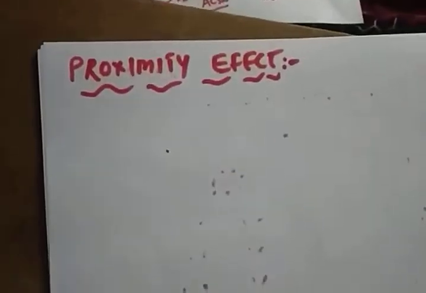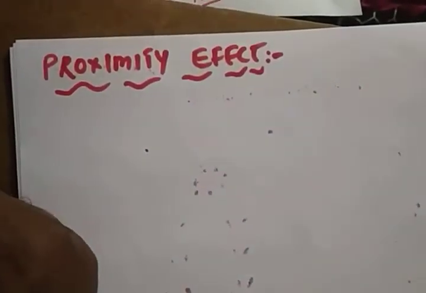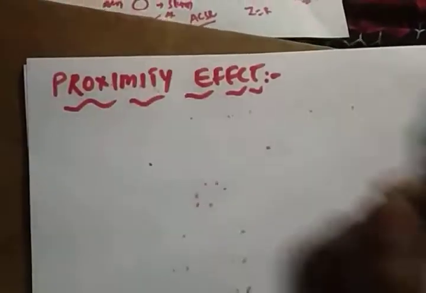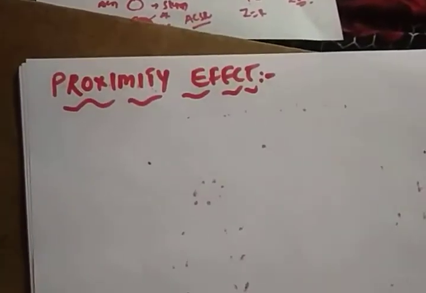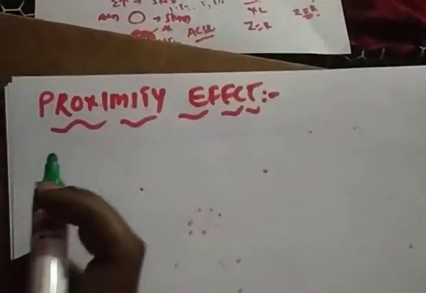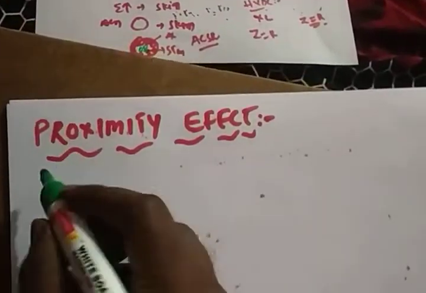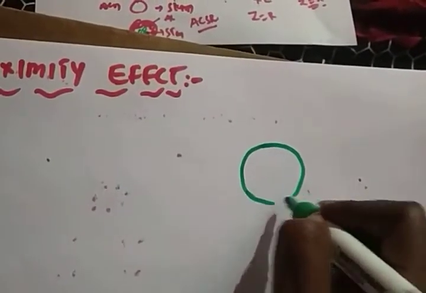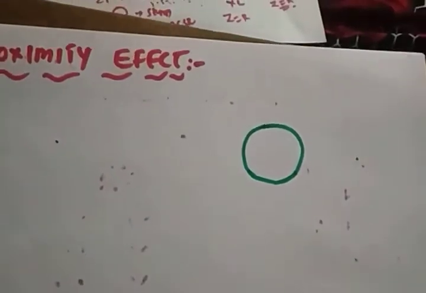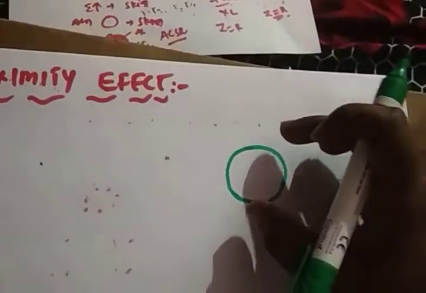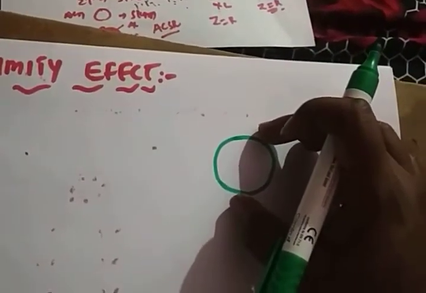So, the proximity effect. This is also a very important factor that affects the transmission system. I'll state the phenomenon first, then I'll explain how the proximity effect happens in a transmission system. Listen carefully. Suppose this is a conductor, an aluminum ACSR conductor. This is the cross-sectional area of the ACSR conductor.